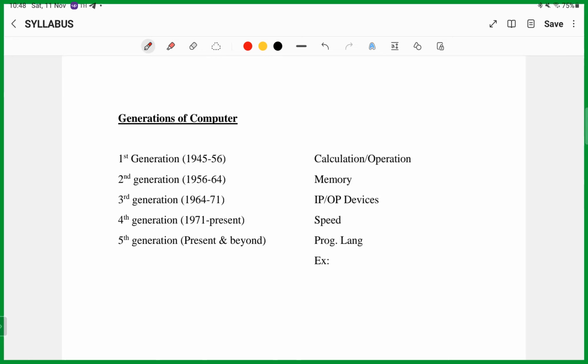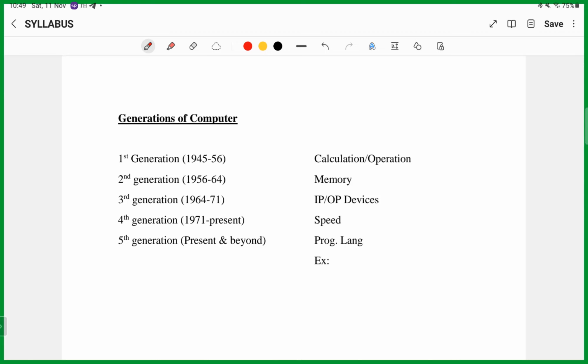First generation, the basic format of computer was used, 1945 to 56 time. Second generation, self advancement type. Third generation, further advancement. Fourth generation, further advancement. Fifth generation, we are in the era of robotics. We are in the era of artificial intelligence, which comes under fifth generation. Simple. Understood? That is a kind of technological advancement we had.